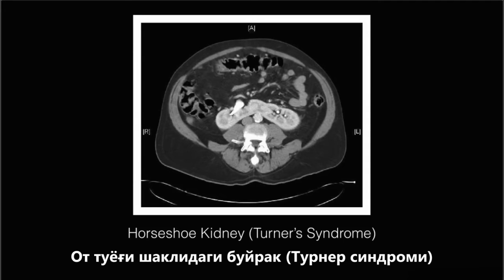This is a horseshoe kidney on a CT scan, classic of Turner syndrome. At first glance, you might look at the CT scan and not really notice what it is that you're supposed to be finding, because CT scans are very difficult to interpret if you're a newcomer, especially at the M2 level.